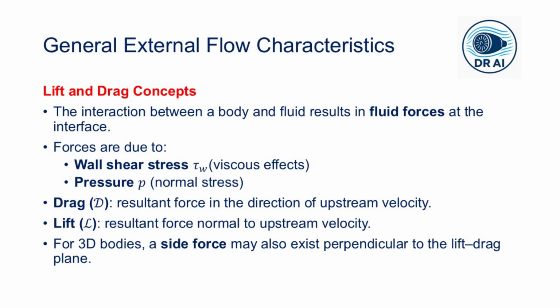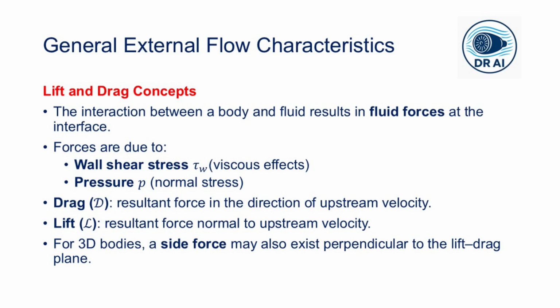When any body moves through a fluid, interaction occurs at the fluid-body interface. These forces come from two sources. Wall shear stress, which is tau_w, due to the viscous effects acting tangentially to the surface, and the second one is the pressure force, p, acting normal to the surface. So both vary in magnitude and direction along the surface. Sometimes we need the detailed distribution, but often we only care about the integrated result.